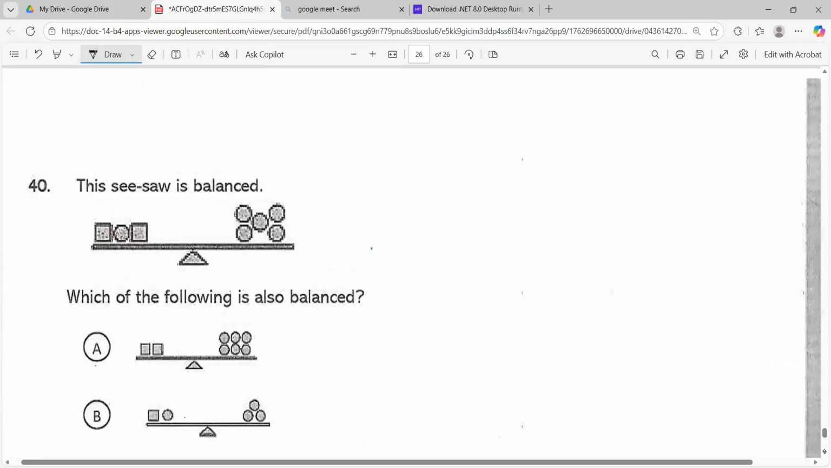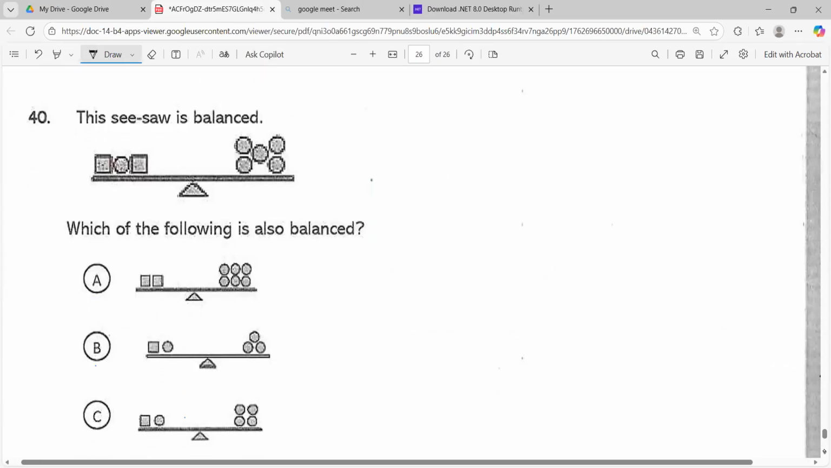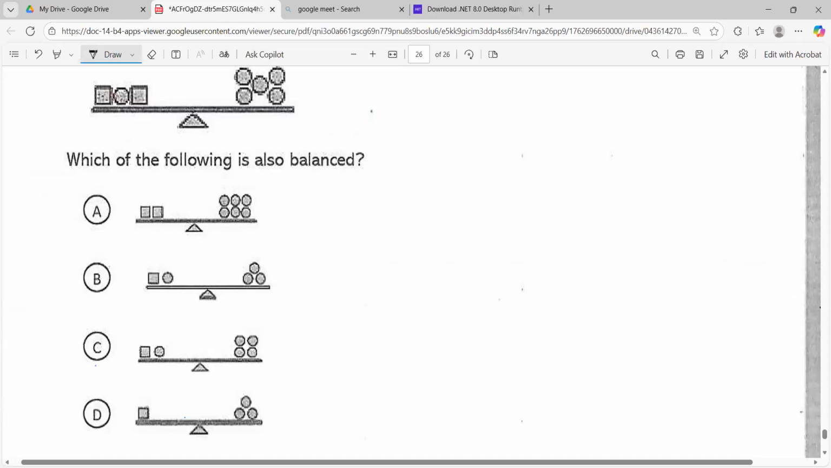So go on here. Seesaw balance. All right, so as it is here, it is balanced now. So which of the following is also balanced? Let me show you all the options first.